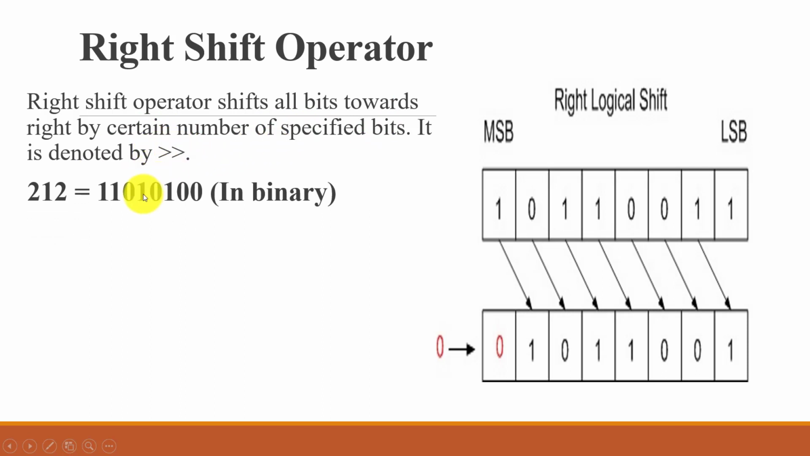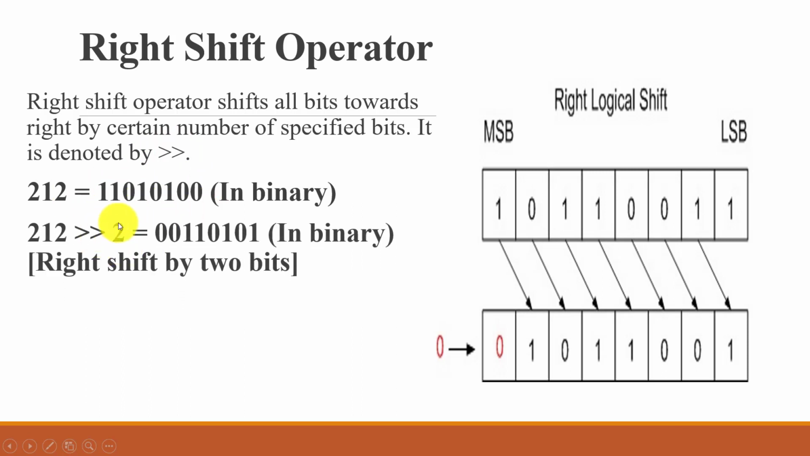The bits are shifted towards the right by a certain specified number, and this is the sign of denotation. Now 212 is this binary number, and if I shift it by 2 bits, the 2 zeros at the right side get discarded, and for the remaining bits I put 0s at the front. So this is called a right shift by 2 bits.